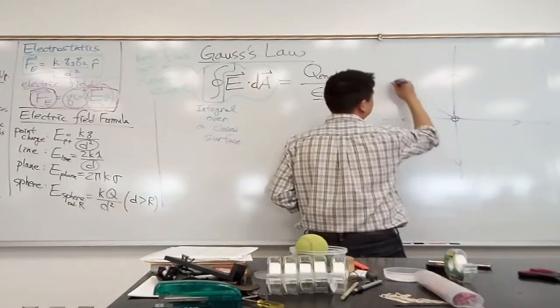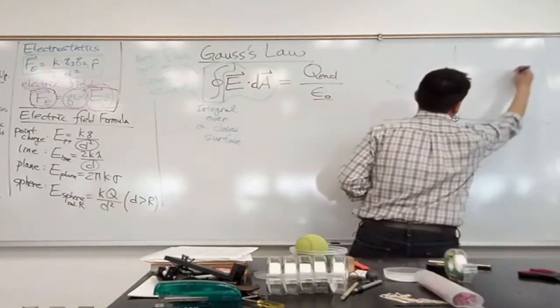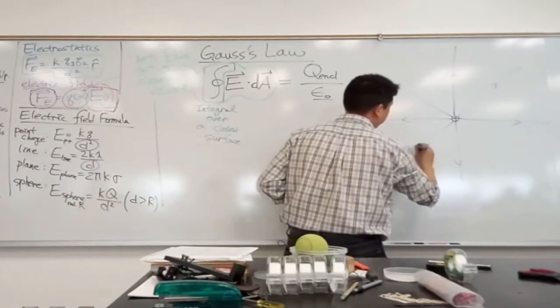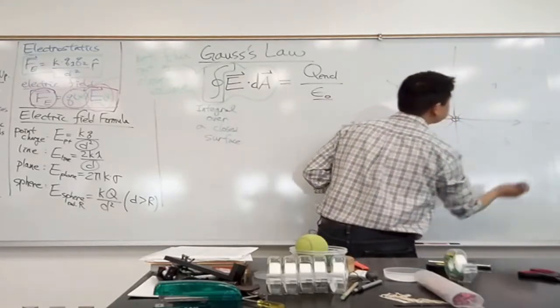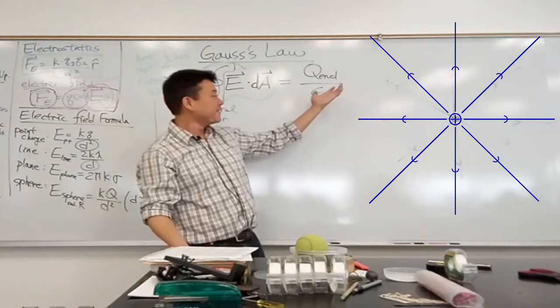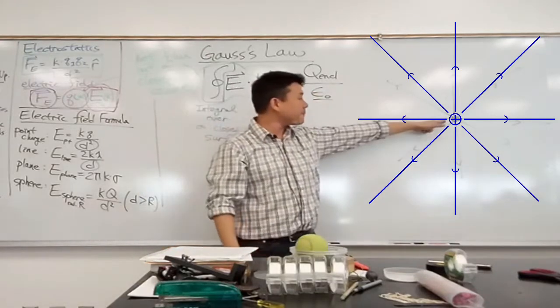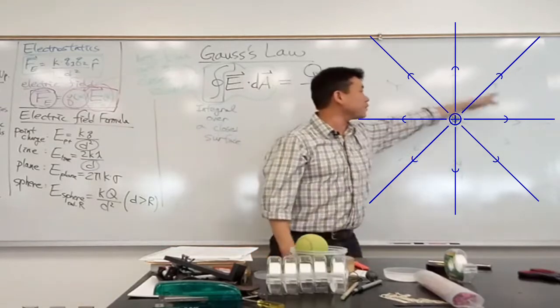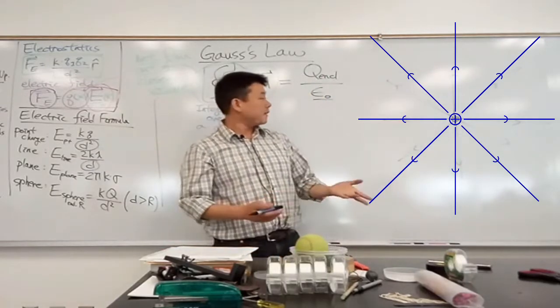I guess I'll draw 8. 4 looks a little bit weird. It's also numerologically bad. All right. So, well, not that that matters. That actually doesn't matter. The second thing. So this is my positive charge, and these are the electric field lines coming from it.